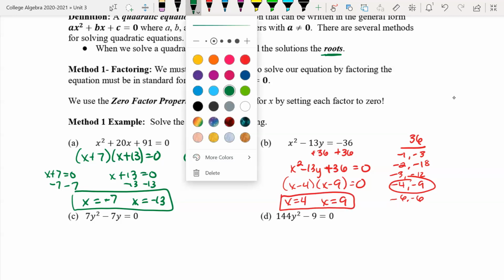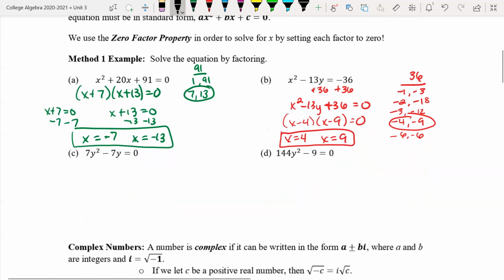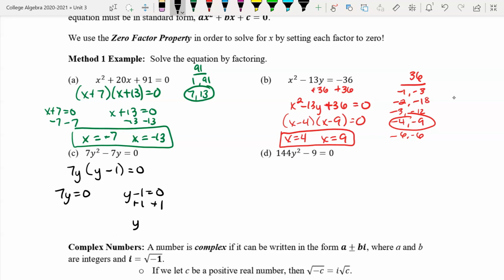Right? You are going to see a problem like C. Remember, sometimes in factoring, you don't always have to multiply the last number and add to the middle. Sometimes you just got to do GCF. So like this one, 7y, I get y minus 1 equals 0. So I'm going to set 7y equal to 0 and y minus 1 equals 0. So y could be 1 or y can be 0.